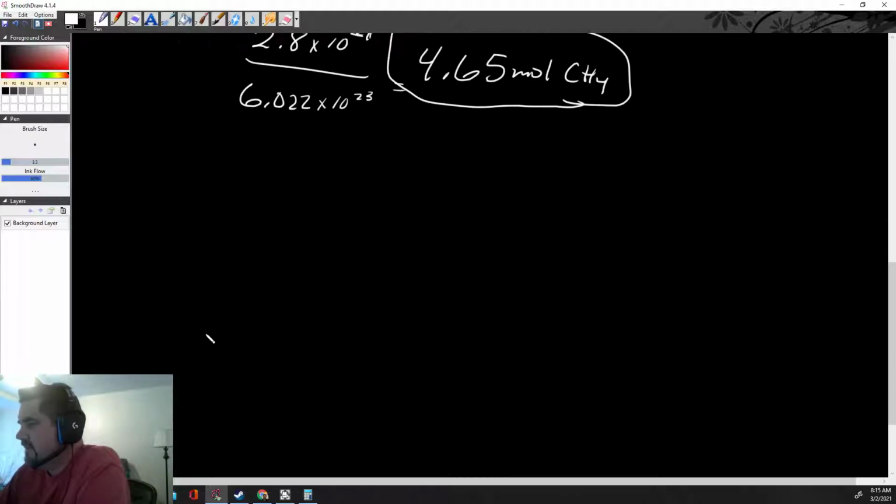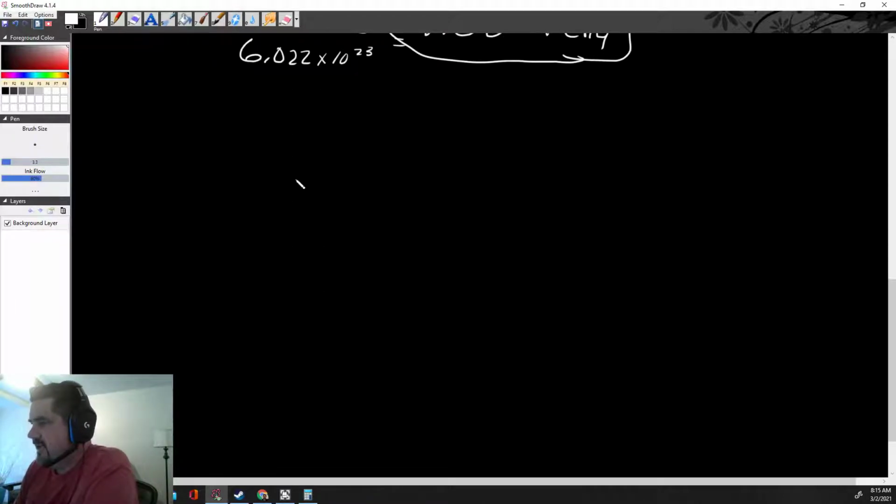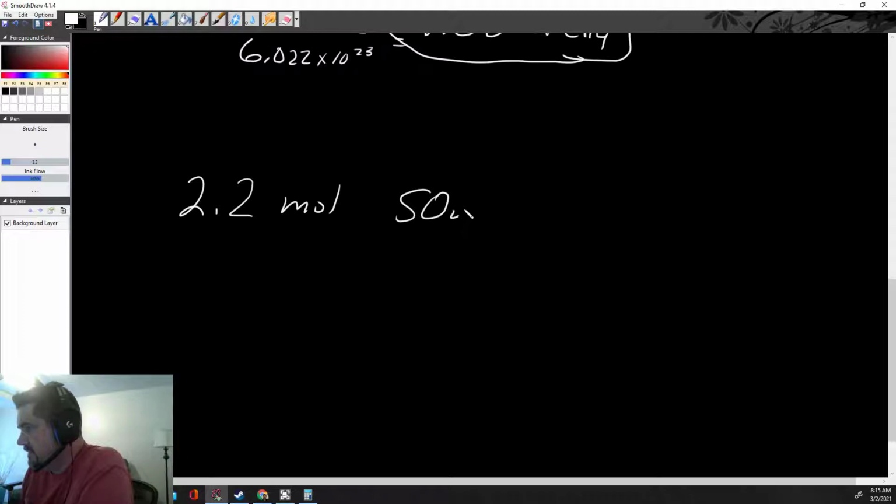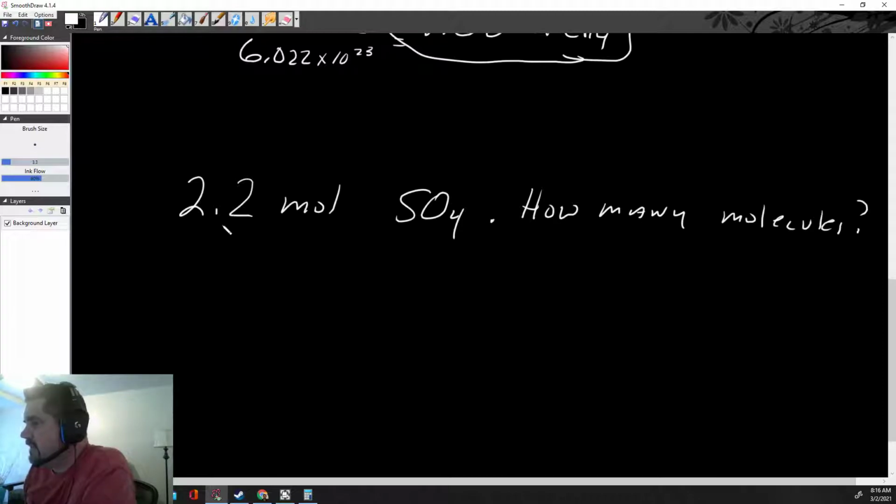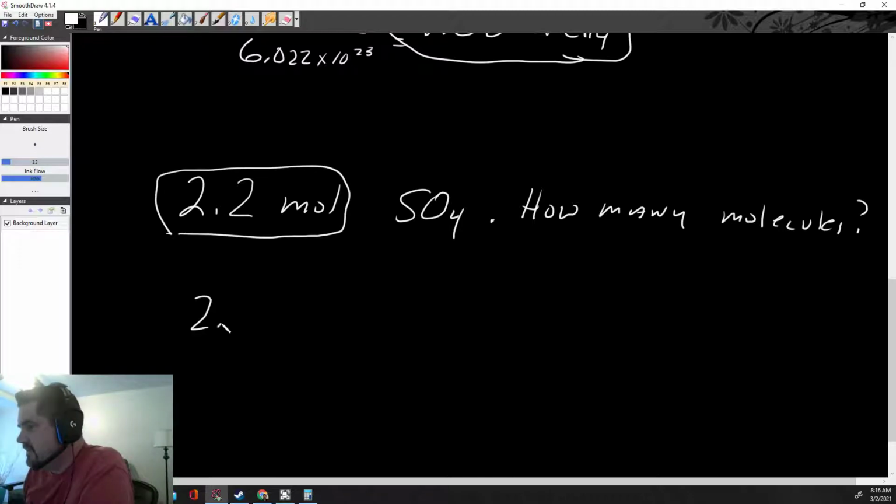Now going the other way, let's just do one example of this one. If I had 2.2 moles of anything, I don't know, let's go with sulfate or something. 2.2 moles of sulfate here. How many molecules is that? So I'm going backwards now. Well, before we divided, so now we're going to multiply. Remember, this many moles, and each mole is an Avogadro's number, so we'll just multiply them.